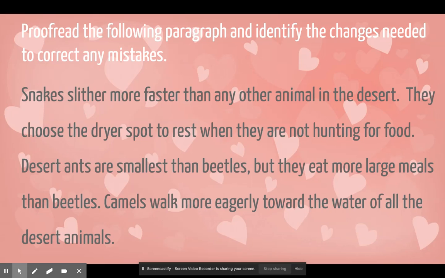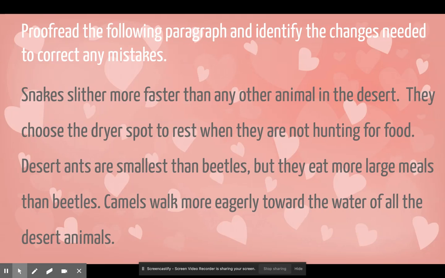So the paragraph says, snakes slither more faster than any other animal in the desert. They choose the drier spot to rest when they are not hunting for food. Desert animals are smallest than beetles, but they can eat more large meals than beetles. Camels walk more eagerly toward the water of all the desert animals. So there are a few mistakes in here, and you are going to identify these one at a time.